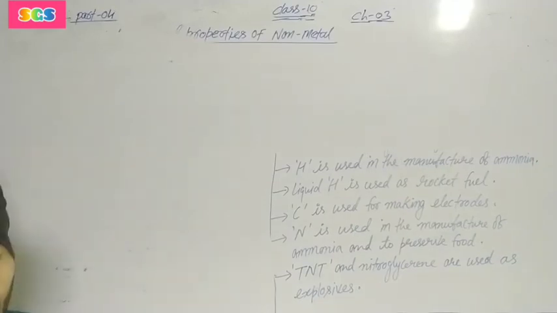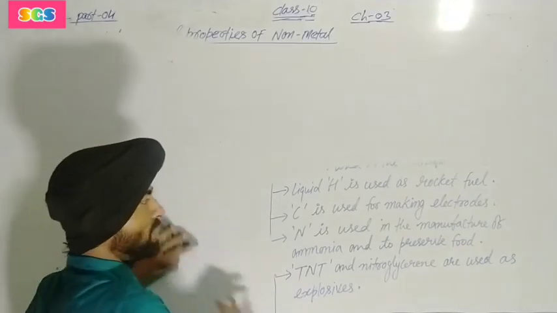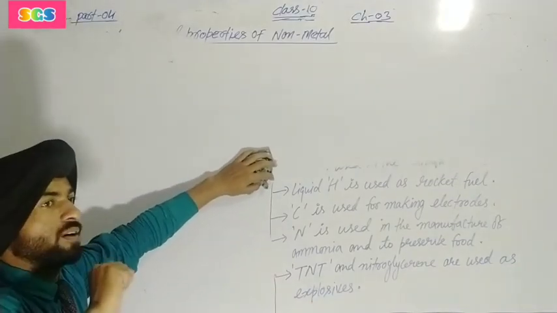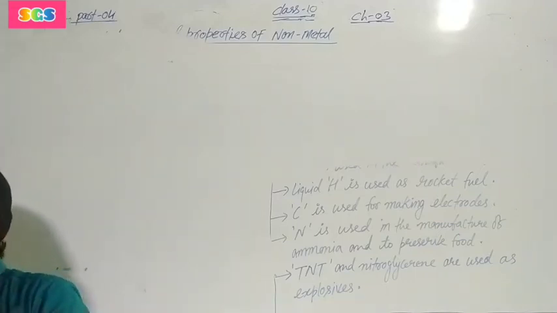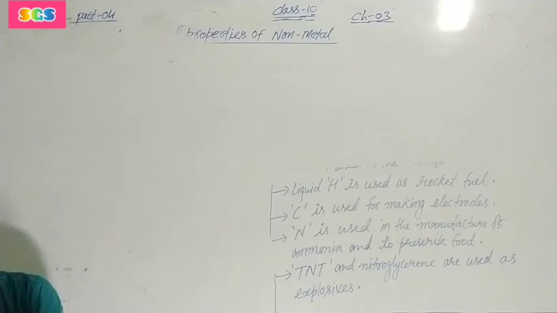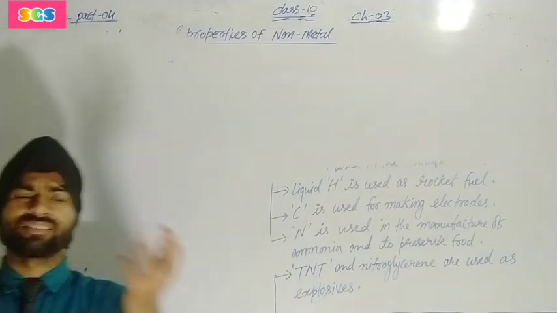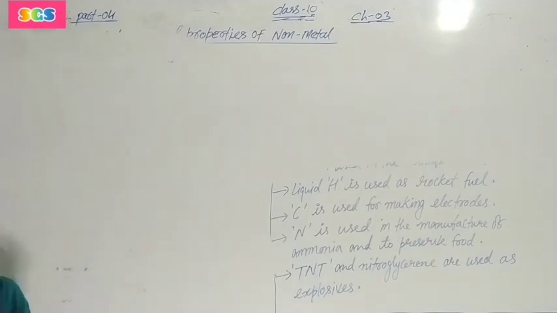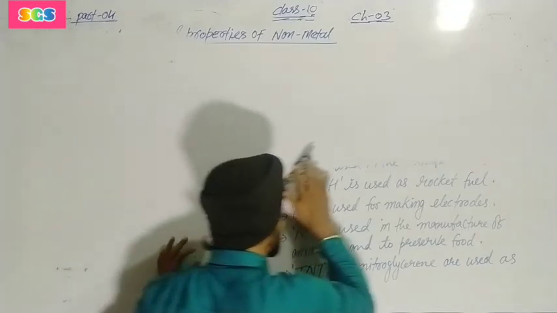Ammonia. Now, liquid hydrogen is used as a rocket fuel, meaning it is the fuel of rockets, as we use petrol in a bike and LPG in most automobiles. Several types of fuels are used for running vehicles like car, bike, plane and rocket. The fuel used in rockets is liquid hydrogen.